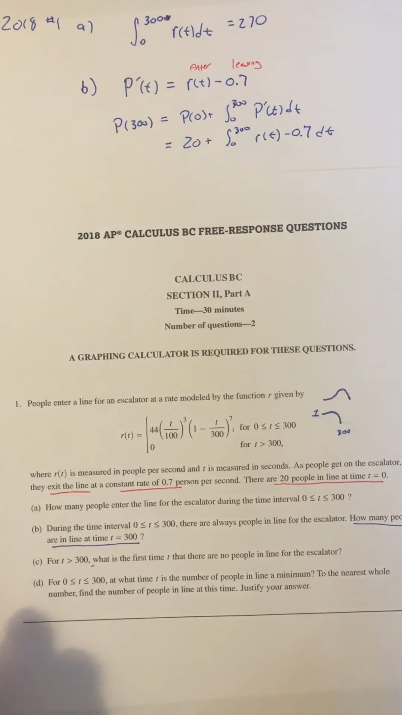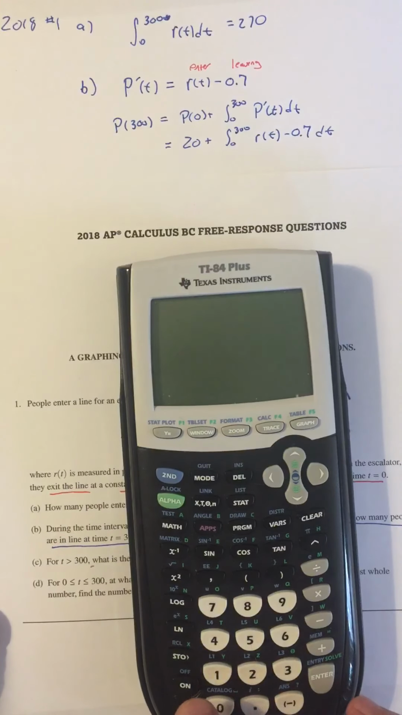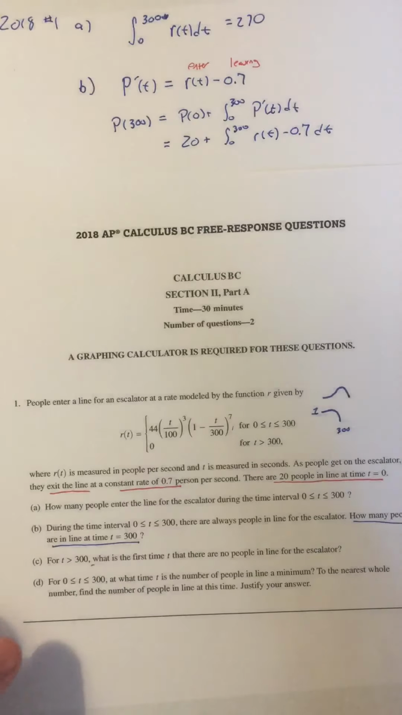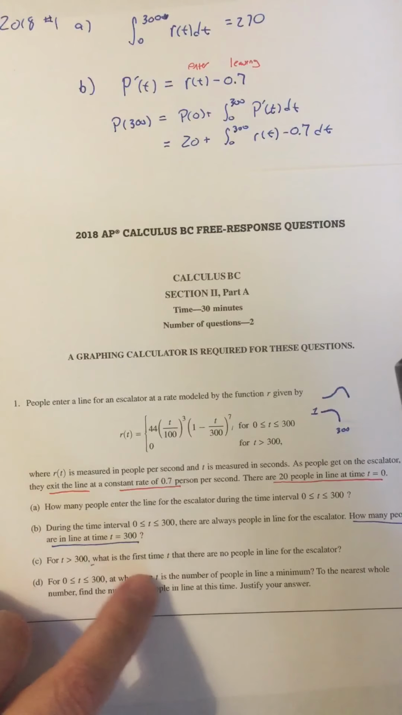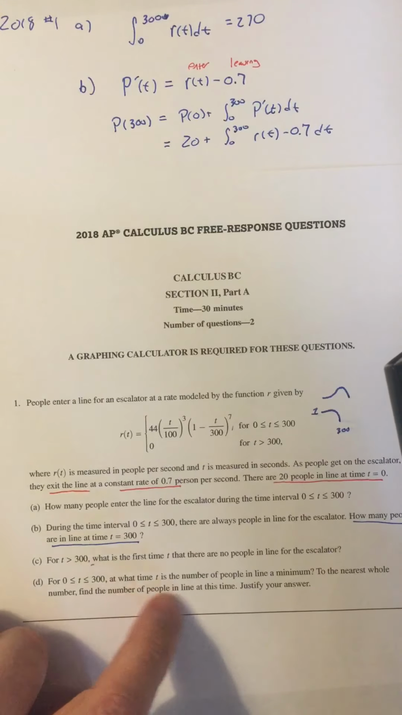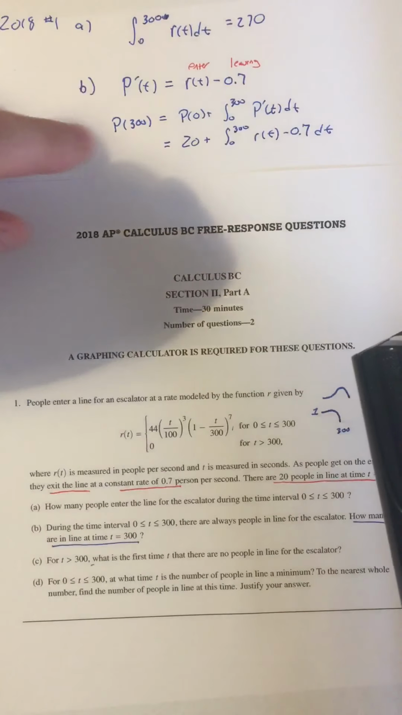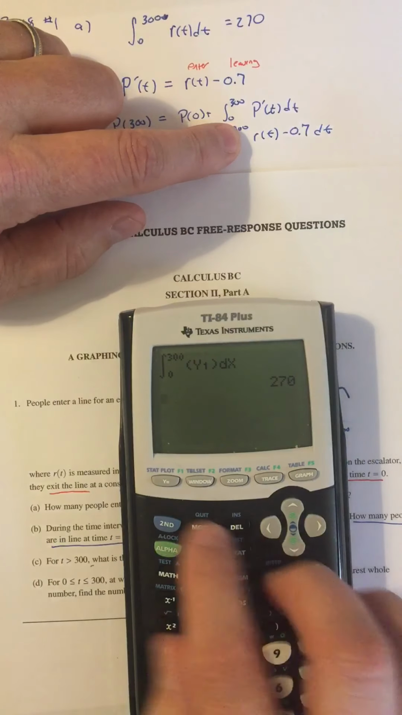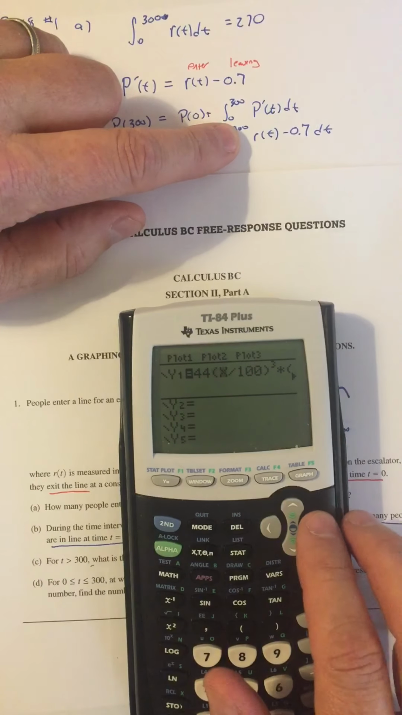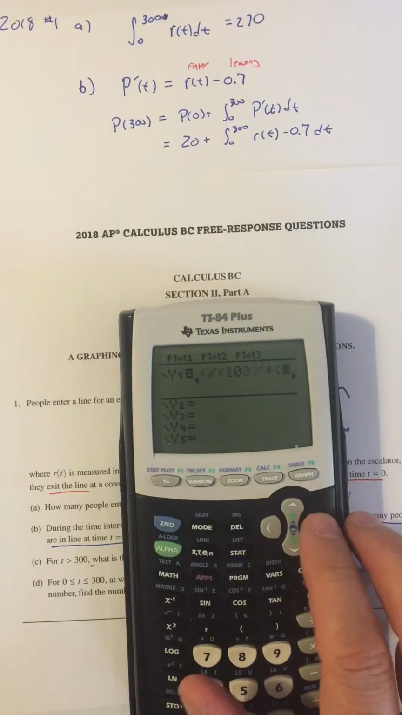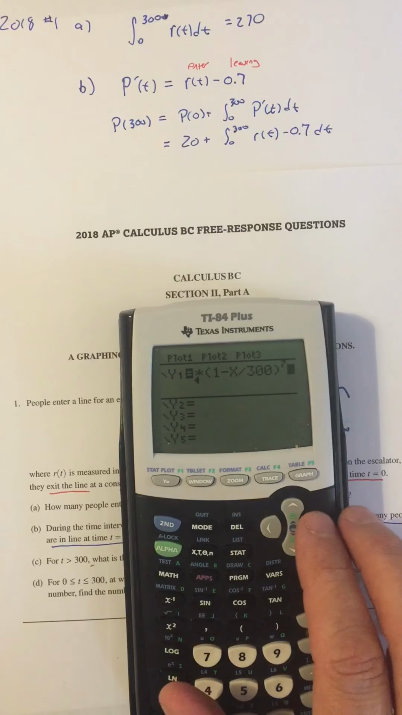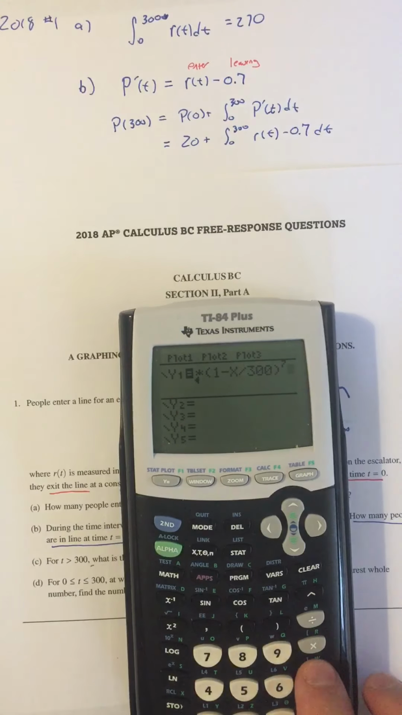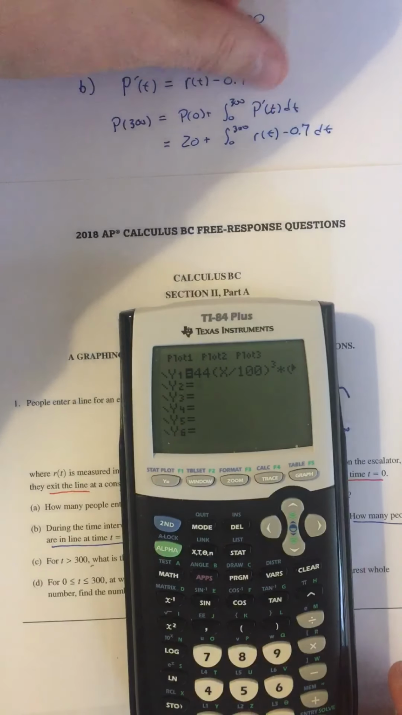All right, as I'm looking ahead in these problems, they're going to ask things like, when are there no people in line? Where's their minimum? So I'm really going to need P prime of t in my calculator, not just r of t. So one thing that I did is I went to my y1 and added the minus 0.7 in there. So right here, I'm just going to put minus 0.7. Now that function is not just r of t anymore. It's actually P prime of t.